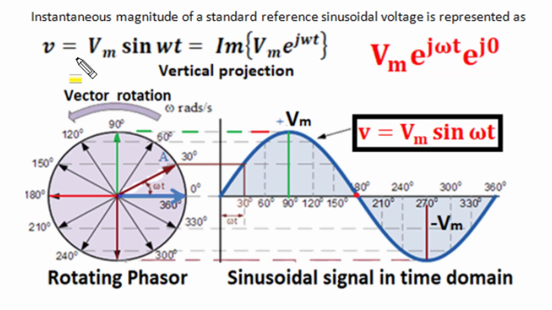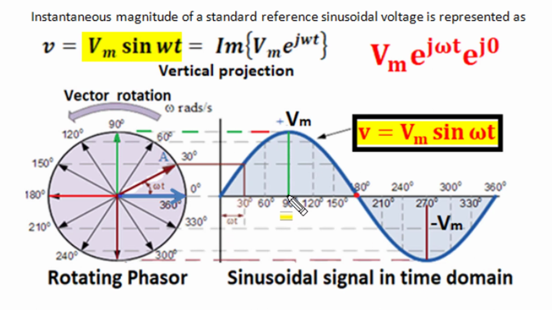Time varying instantaneous magnitude of standard reference alternating sinusoidal voltage is given by this trigonometric expression, where Vm is peak magnitude or amplitude of voltage, omega is angular frequency of supply voltage, which is related to Hertz frequency as omega equal to 2 pi f, and this sinusoidal time variation expressed by this mathematical relation is plotted as a time varying sinusoidal alternating magnitude.